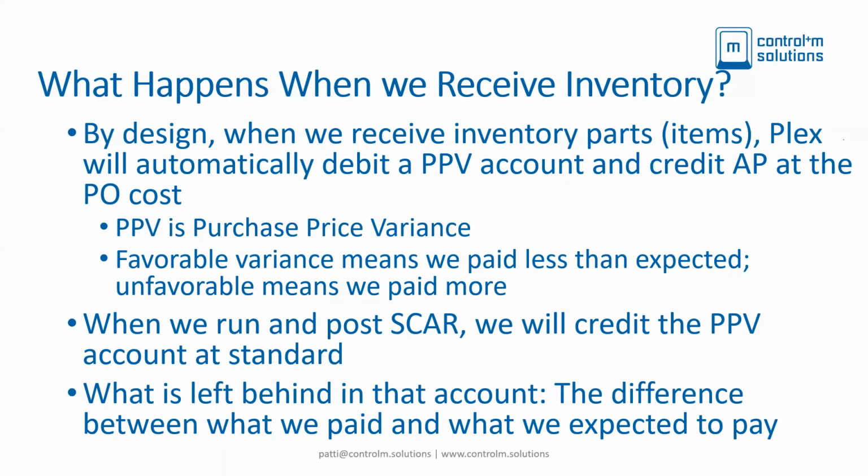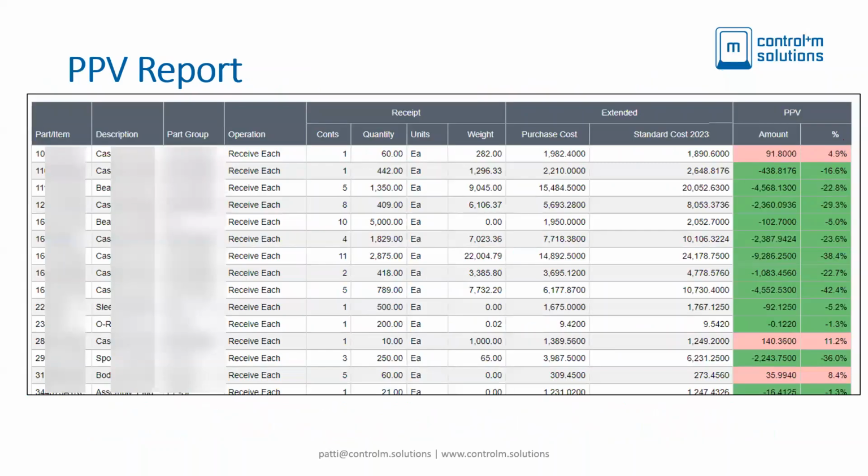So let's take a peek at a real PPV report. When I ran this report, the purchase price variance report, I ran all purchased, subcontract, and supply purchases for the company, ignoring any zero PPV, meaning, hey, don't show me the records where actual and standard matched. And you can see we've got some favorable and some unfavorable variances here.